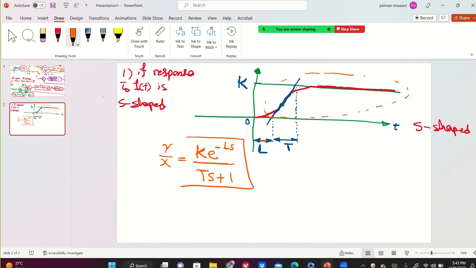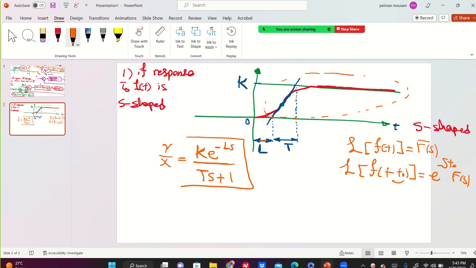Remember, for refreshing your mind, if the Laplace of f of t is F of s, when I say delay, you have a notice, I taught you, the Laplace of f of t minus t naught, which was delay, was e to the minus s t naught F of s. Remember? I taught you this. So when I say delay, it means this. But again, the condition is that your response is S-shaped.